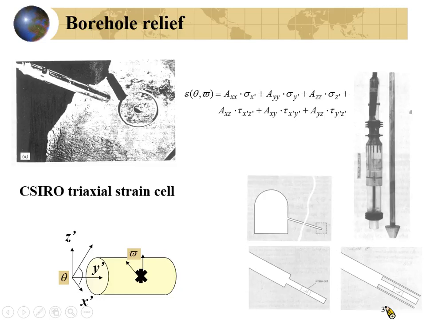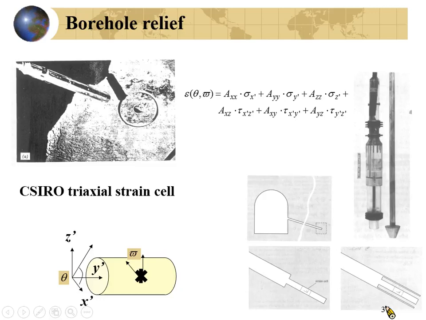You know, a strain rosette will have 3 strain gauges. Here you will have 3 gauges, here you will have 3 strain gauges, here you will have 3 strain gauges. So you will have 2 coordinate systems, a global coordinate system. You have a device like this. You have a strain gauge here, strain gauge here, and strain gauge here.